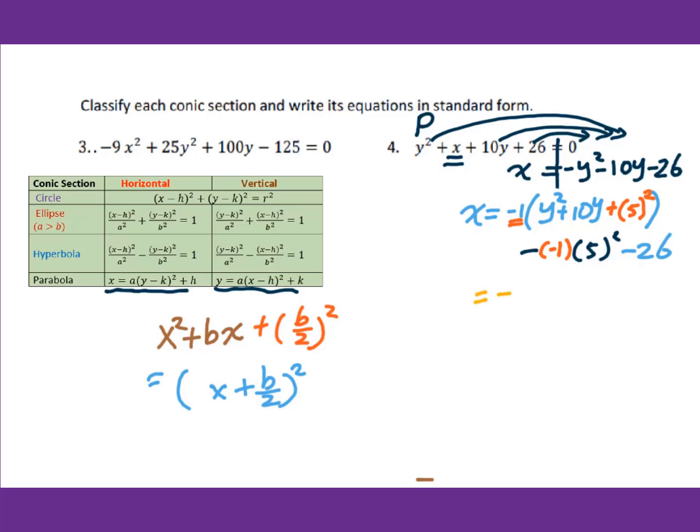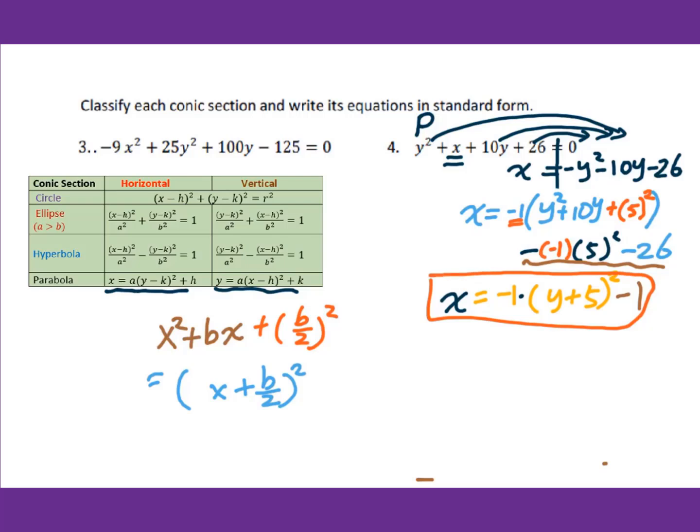You will get negative 1 times (y plus 5) squared. Work this out, you will get negative 1. Therefore, x equals negative 1 times (y plus 5) squared minus 1 will be the standard form for the parabola.